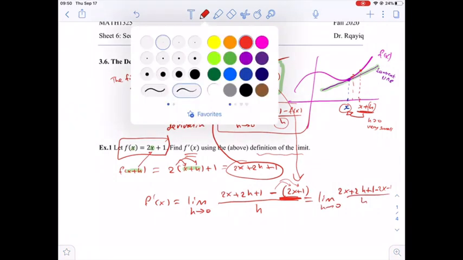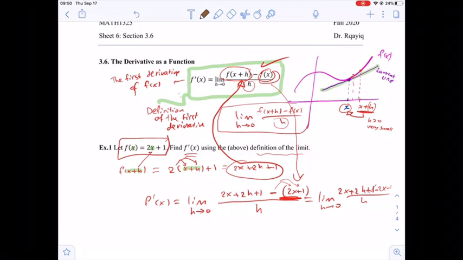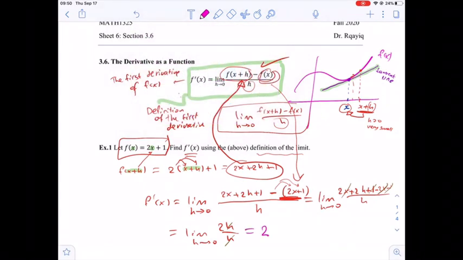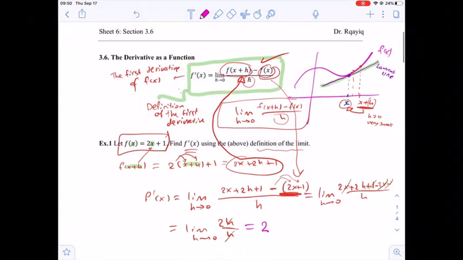Can we simplify more? Okay, we can simplify. 1 minus 1 is 0. 2x minus 2x is 0. So this limit becomes the limit of 2h over h as h approaches 0. As you can see, we can cancel h from the numerator and denominator, and we get 2. So the derivative of the function f of x is equal to 2. It's a constant function. So this is the derivative of the given function.